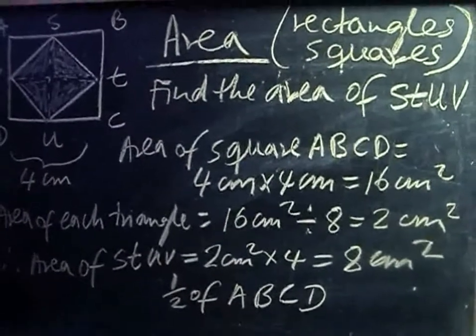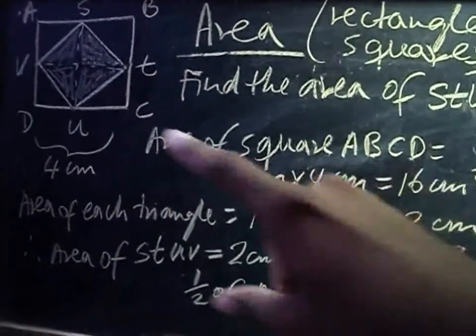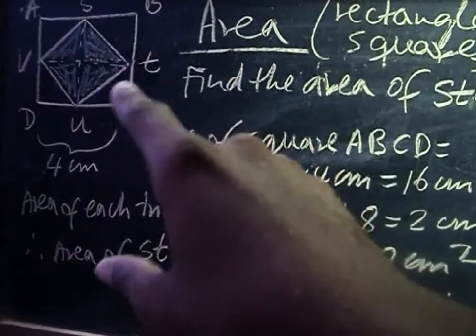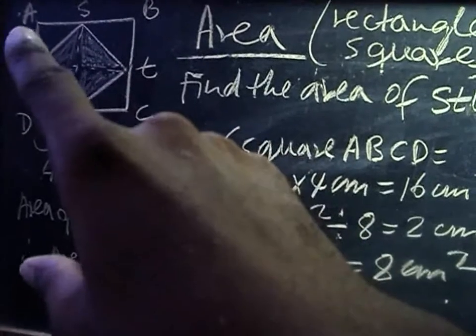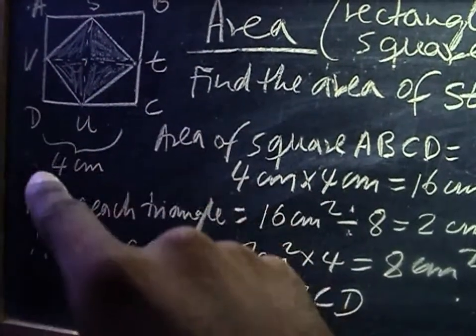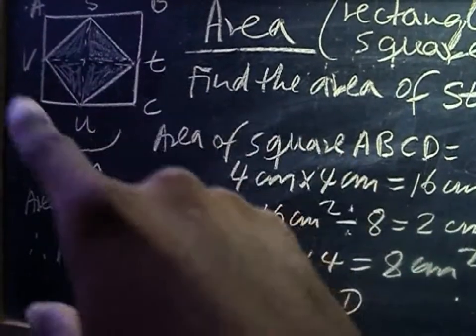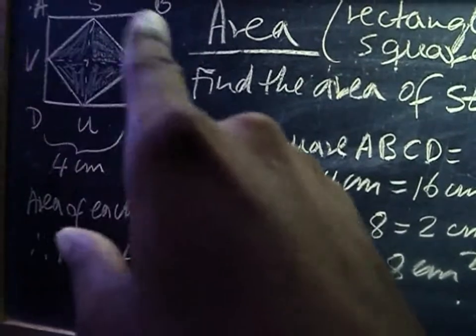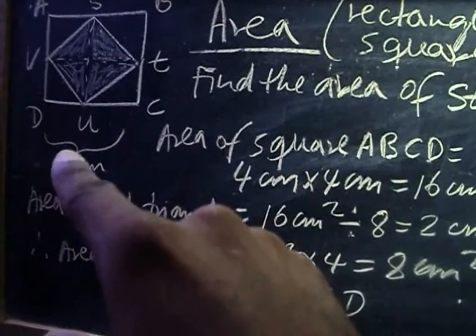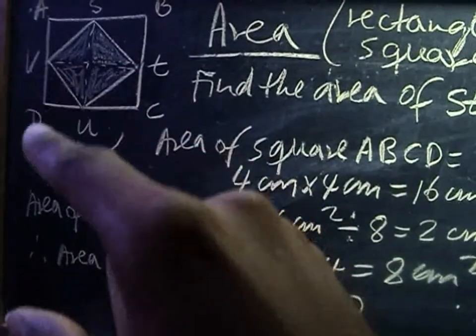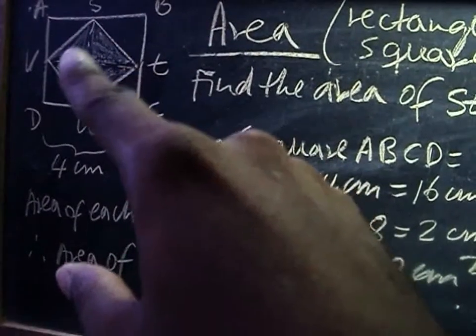Finding the area of this shape here, the shaded region. If I'm given A, B, C, D, and I assume this is a square, and each side is 4 centimeters, so that's 4 centimeters, that's 4 centimeters, and I want to find the area of this.